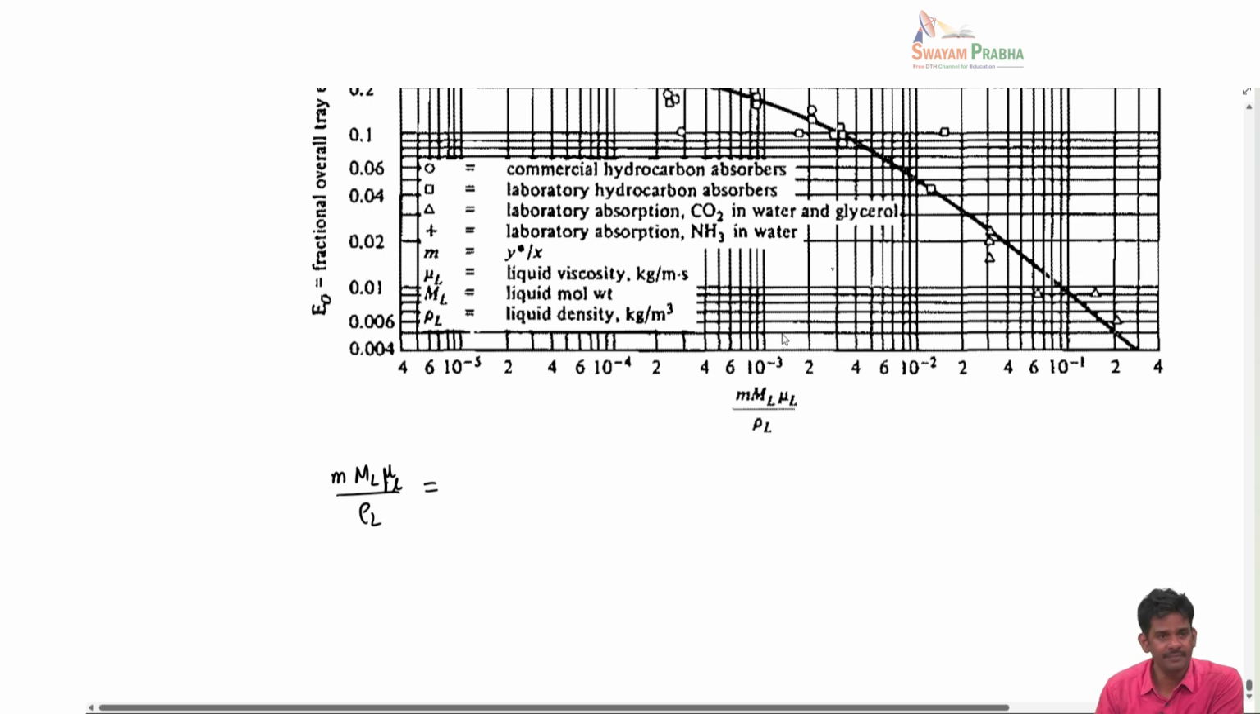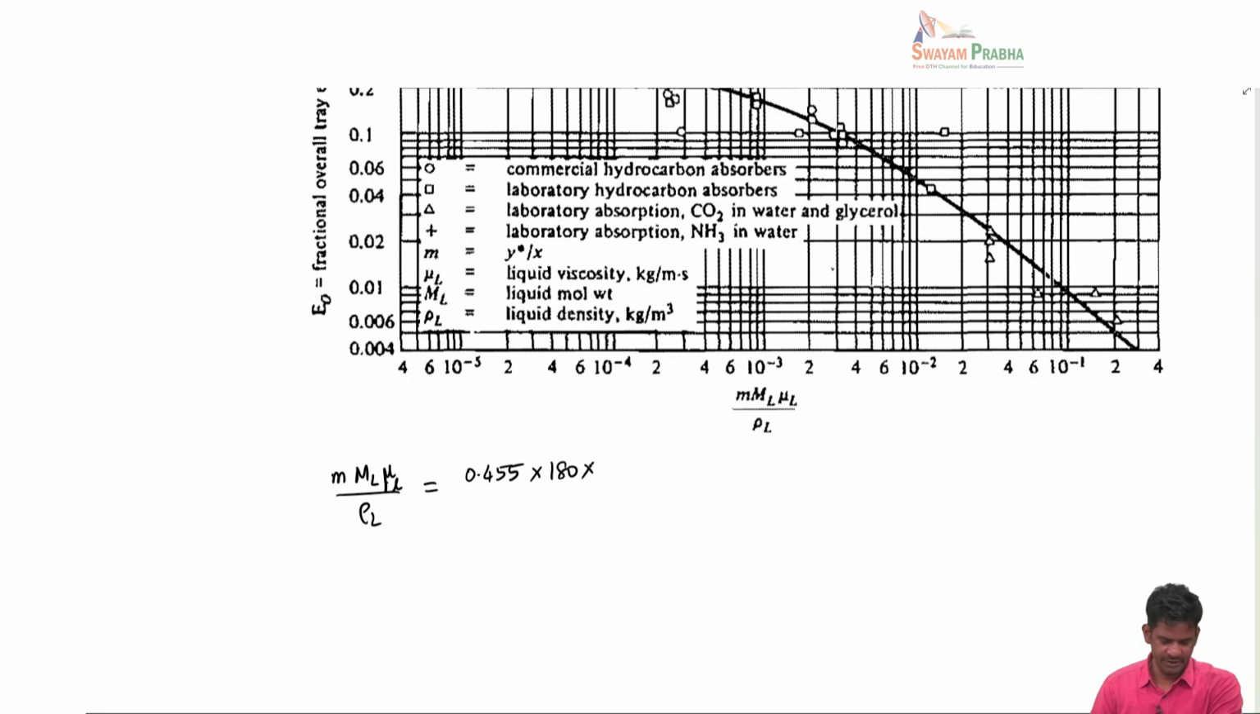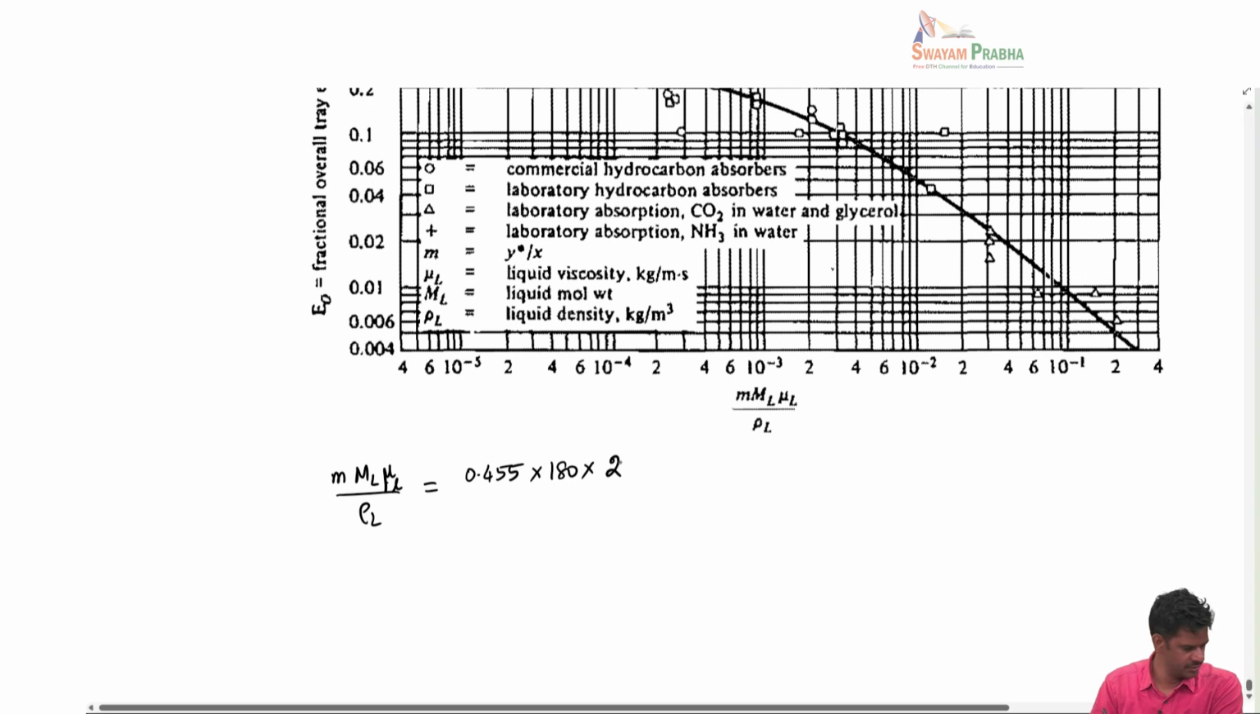So what is the value of m? 0.455, and the average molecular weight is 180. The viscosity is 2 centipoises, so it is 2 into 10 power minus 3 kg per meter second, and the density is given in terms of specific gravity as 0.81. This means 810 kg per meter cube. So I'm getting something like 2 into 10 power minus 4.